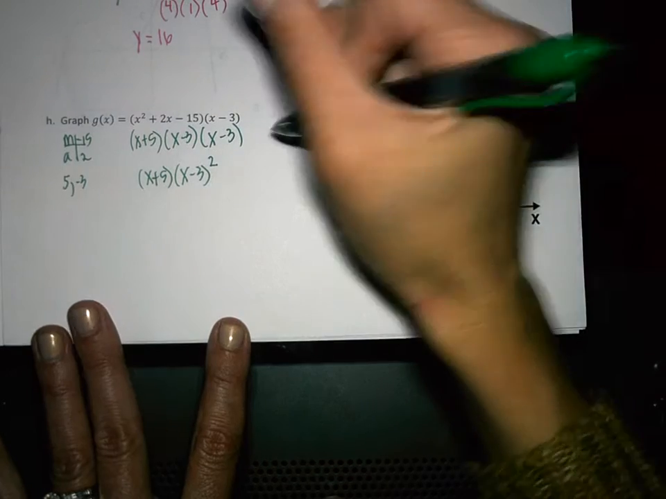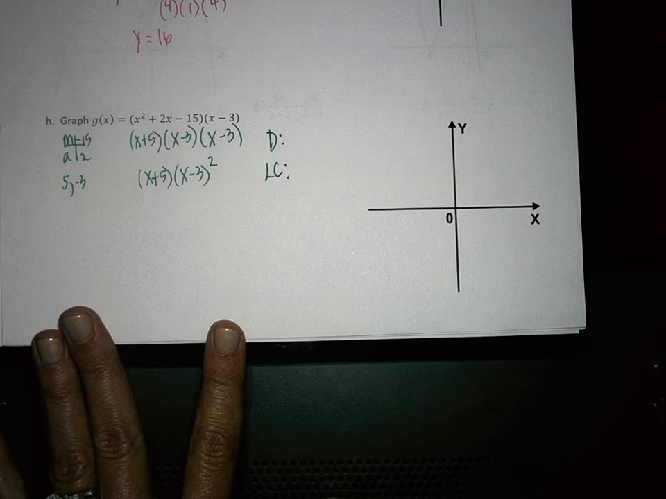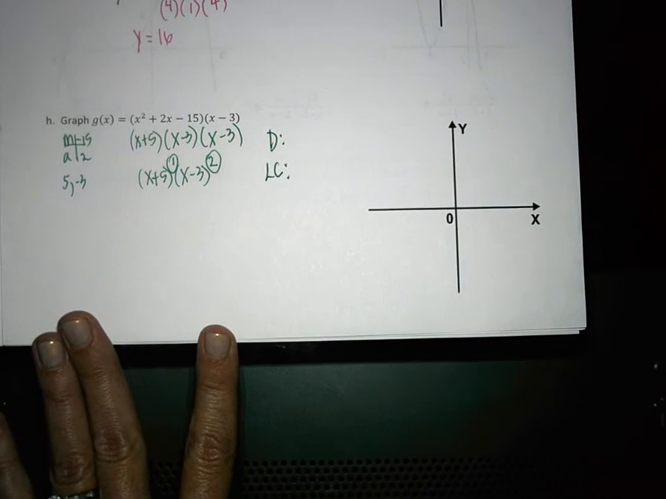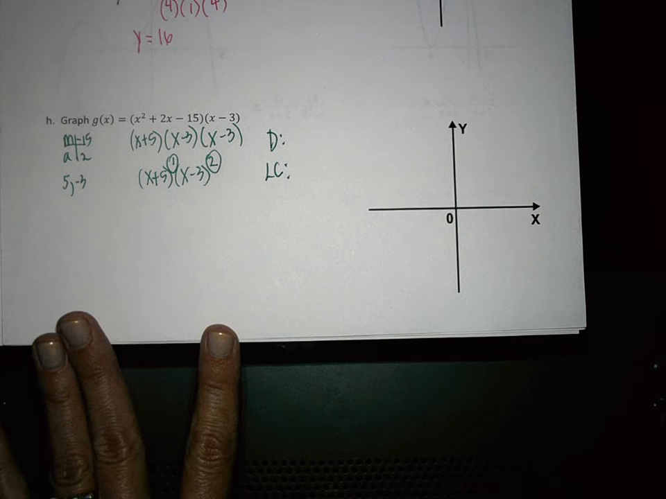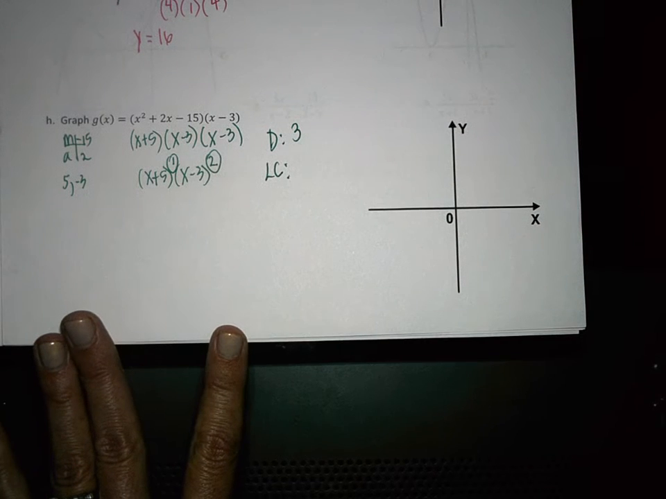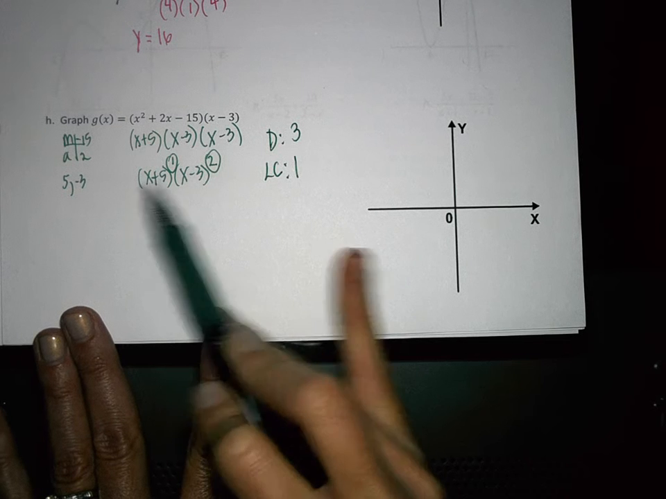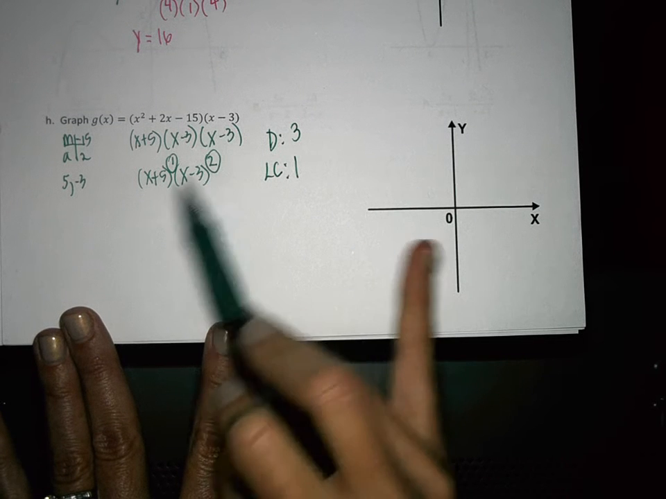What is my degree for this problem? 2. Incorrect. 3. Why is it 3? Okay, so your degree comes from those exponents. If there isn't an exponent, it's a 1. You're basically trying to figure out what is your highest x exponent. Okay? So if you were to multiply it all out, you would end up with an x to the 3rd. The degree is 3. What will my leading coefficient be? 1 is correct. Because here you have a 1 in front here, a 1 in front here. 1 squared is 1 times 1 is still 1.